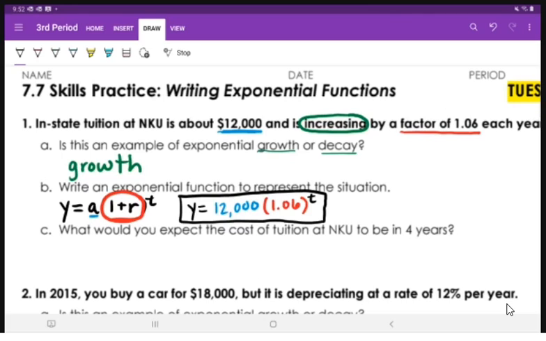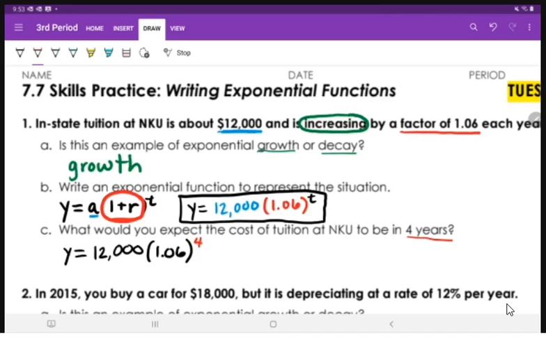For part C, they're just asking us to plug something in. They want to know what the tuition would be expected to be in 4 years' time. So in 4 years means we're going to be plugging 4 in for T. So we'll take our equation that we came up with in part B, y equals 12,000 times 1.06 to the T power, but instead of T, we're plugging in 4 now.